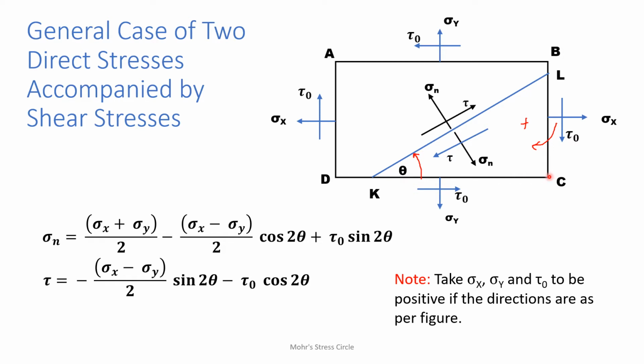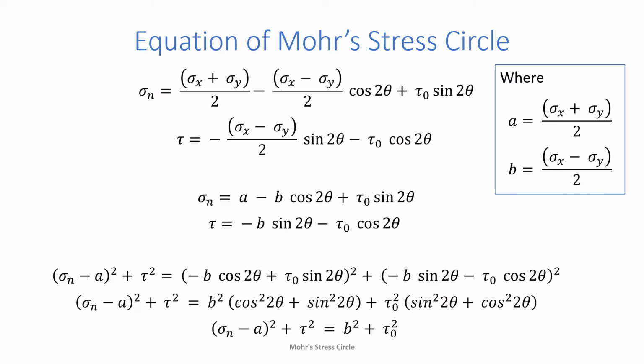We can also find the principal stresses and their positions, and maximum shear stress planes and their positions, analytically. Now we are going to learn about Mohr's stress circle, which is a graphical method. First, about the equation. Same relations of sigma n and tau. In these relations, let us substitute sigma x plus sigma y by 2 as A and sigma x minus sigma y by 2 as B.